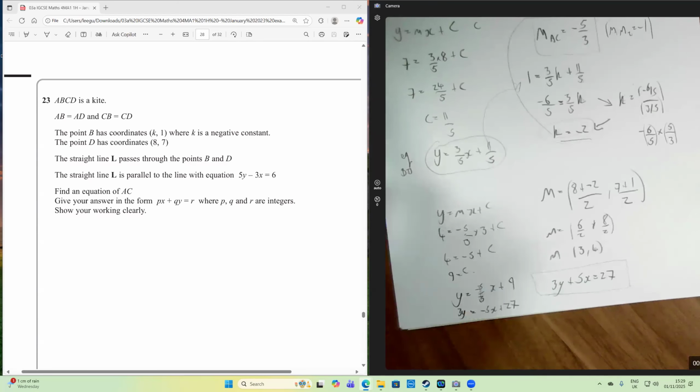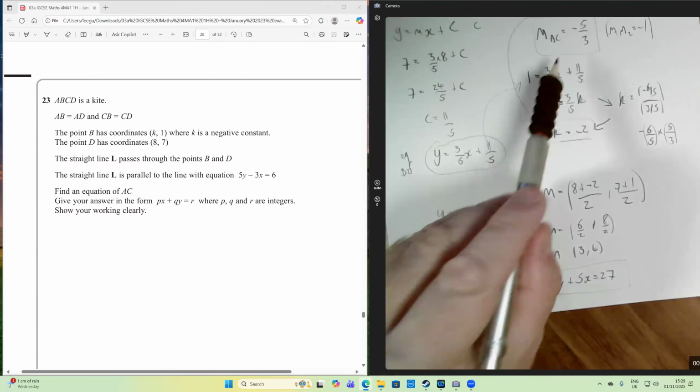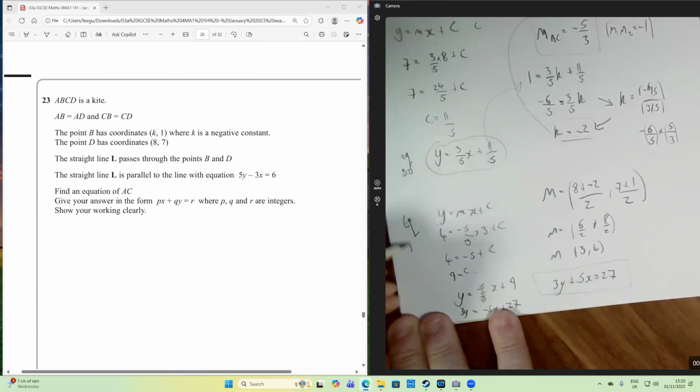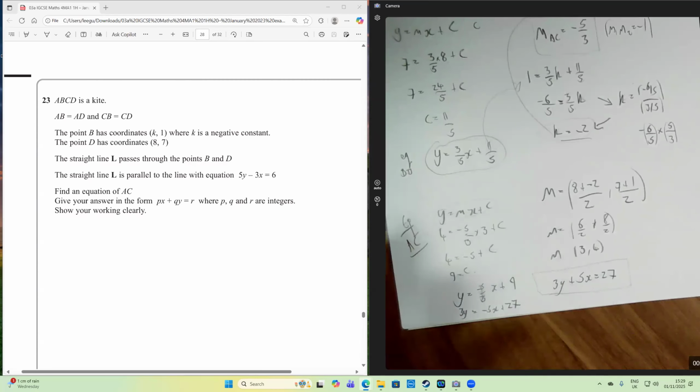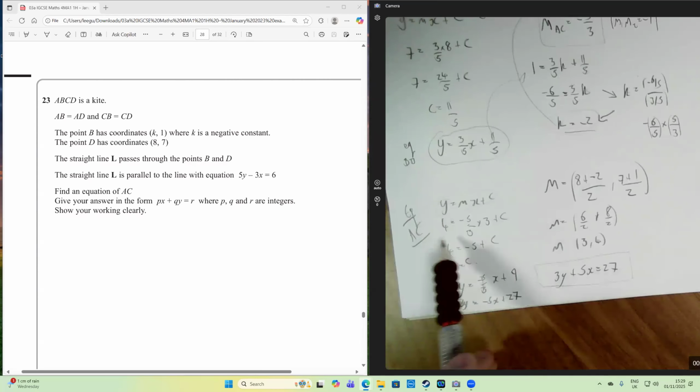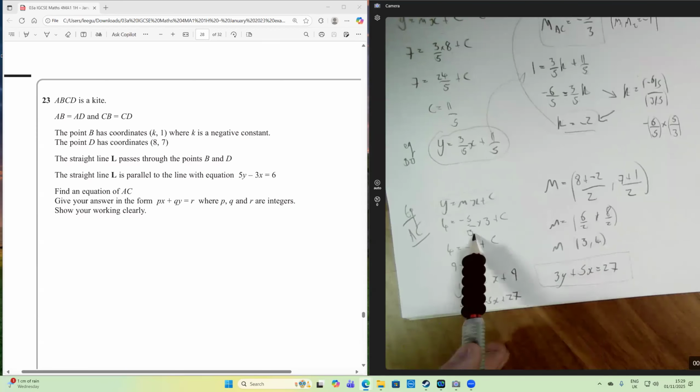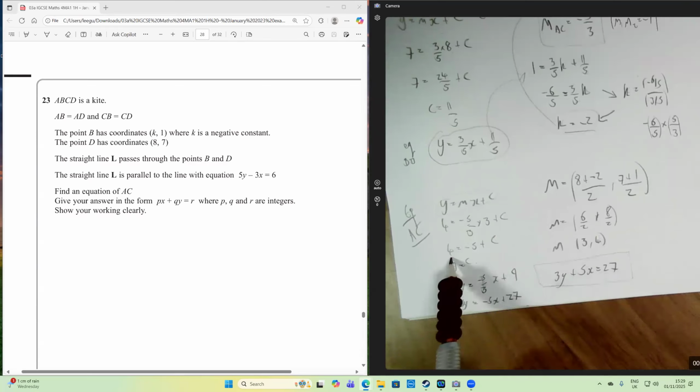So I'm now going to sub in the point (3, 4) and the gradient minus 5 over 3 into y equals mx plus c to get the equation of AC, which is what we're after. So we write down y equals mx plus c. The y coordinate is 4 of the point on the line. The gradient is minus 5 over 3. The x coordinate is 3. So that gives us 4 equals minus 5 add c. So 9 is equal to c. So therefore the equation of the line is y is equal to minus 5 over 3 x add 9.